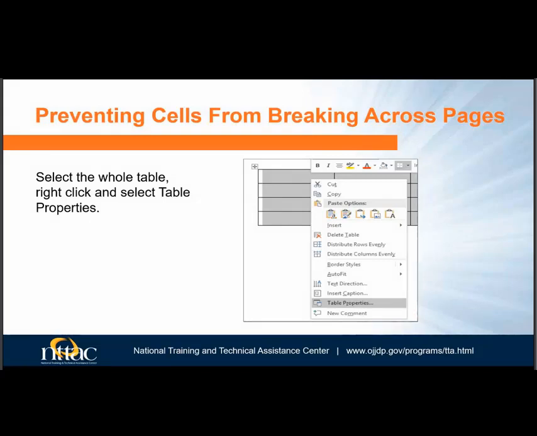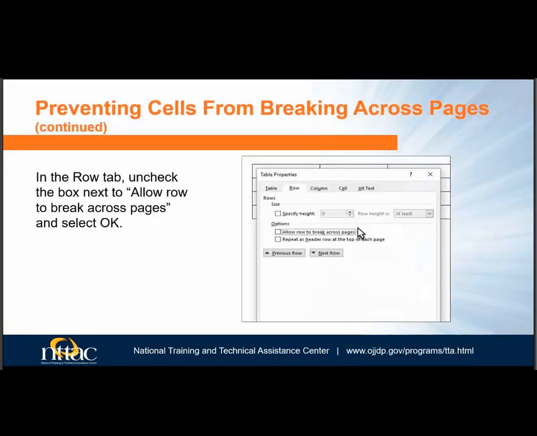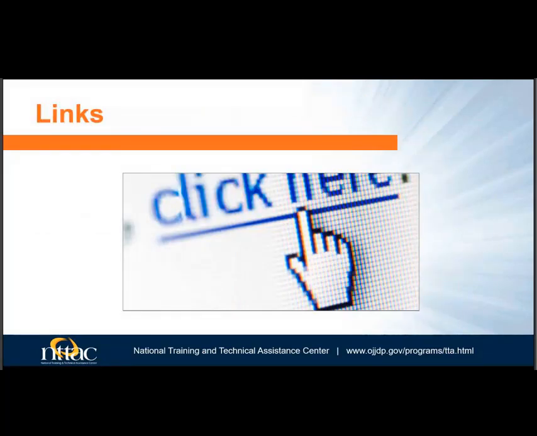This can cause issues with screen readers using tables. It is also more difficult for sighted users to understand the table contents. Select the whole table. This can be easily done by clicking on the plus in a box icon at the top left corner of the table when you place your mouse over the table. Then right-click and select Table Properties again. Select the Row tab and uncheck the box that says Allow Row to Break Across Pages. Then select OK. Let's now focus on links.